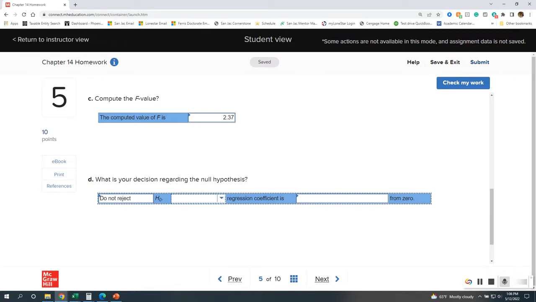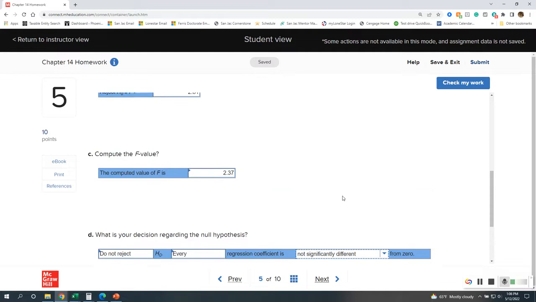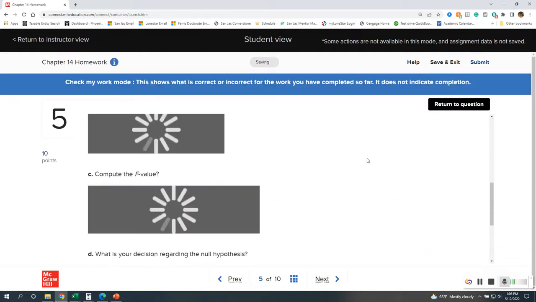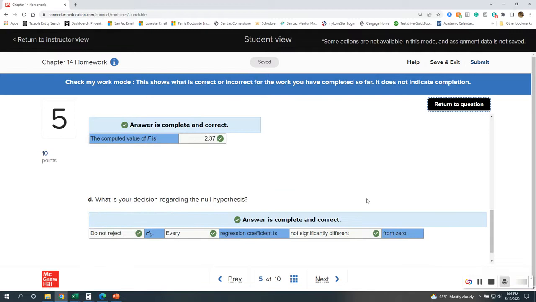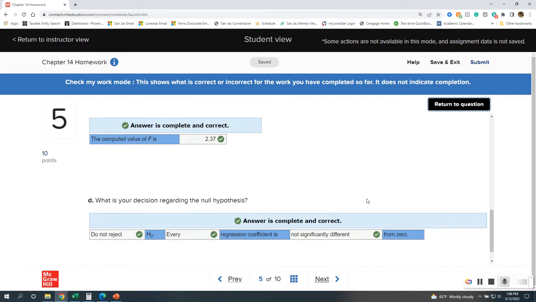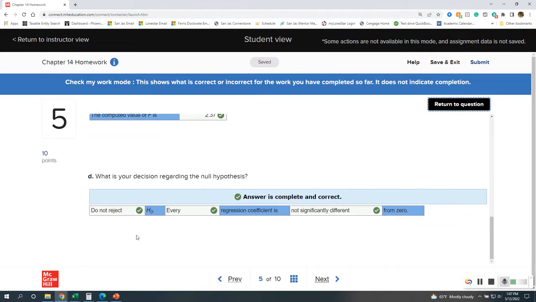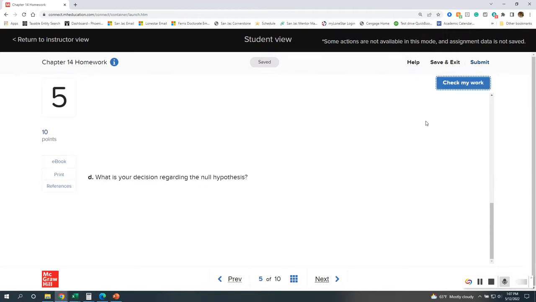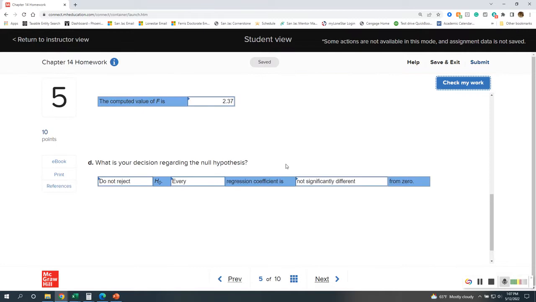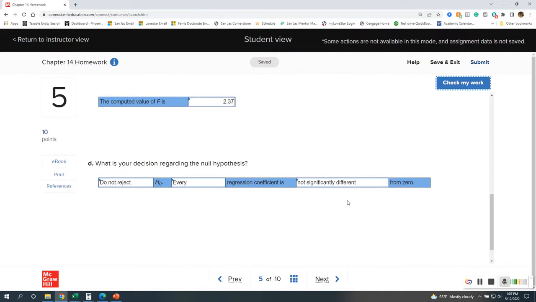So every regression coefficient is not significantly different. So I actually have in my random where I do not reject. Most likely you're going to reject, but who knows? Okay, so again, make sure you follow the rules. If you have to reject, then put in the correct interpretation, where at least one regression coefficient is significantly different than 0. Okay, halfway there.